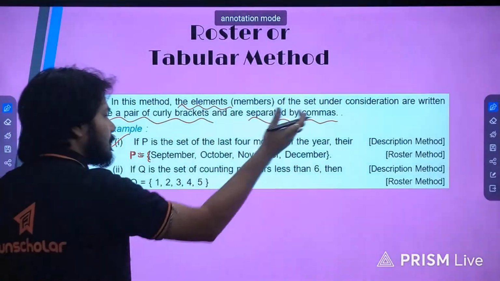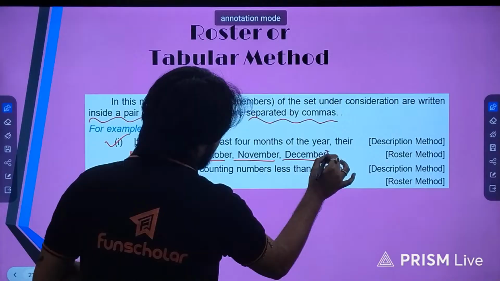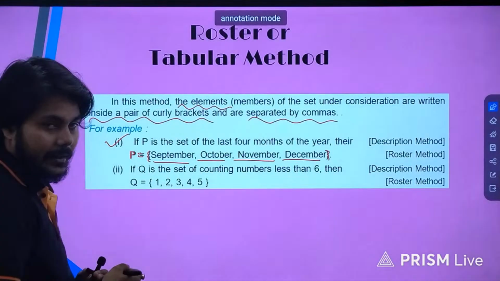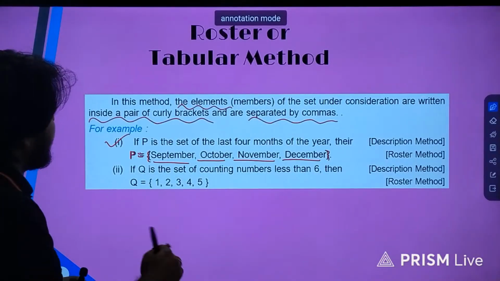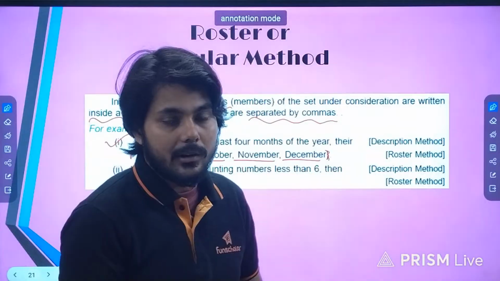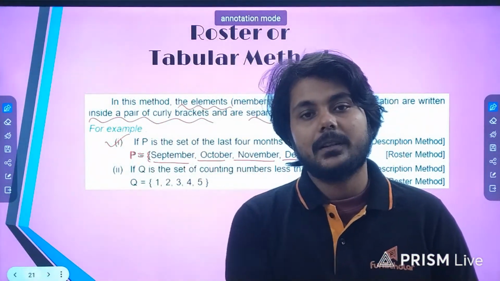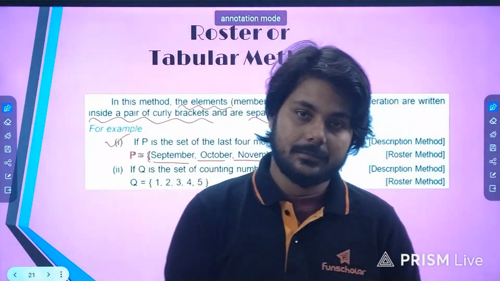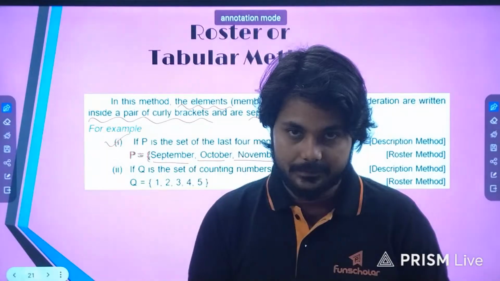So what are the last 4 months of a year? September, October, November, December. You can close the curly bracket. Then this writing is known as the roster or tabular method. And why do we use the roster or tabular method? We use it to represent a particular set, or otherwise to represent the elements of a particular set.